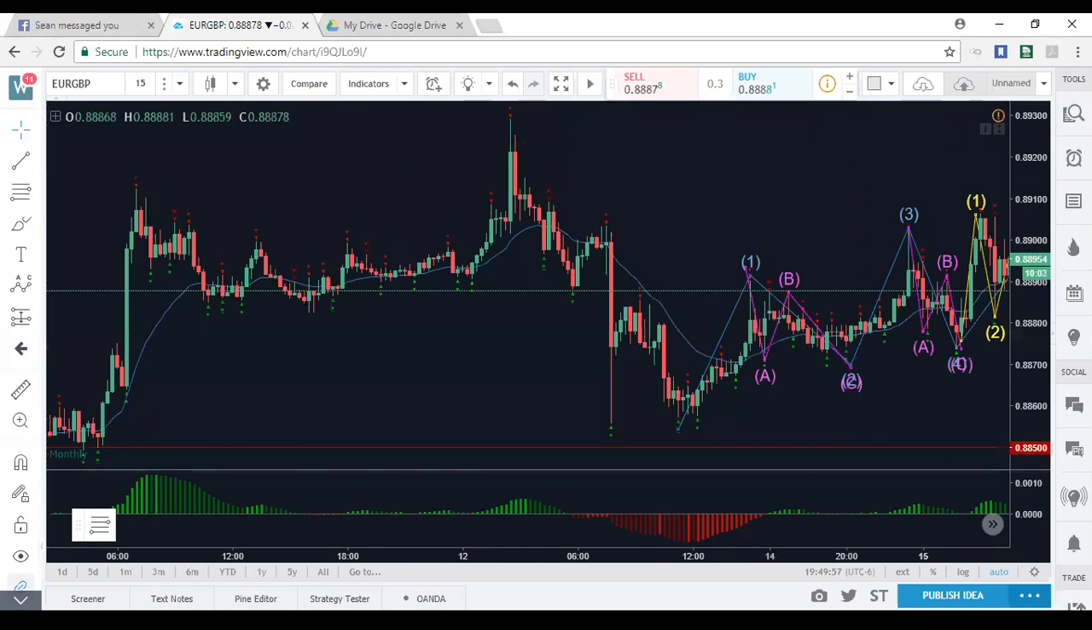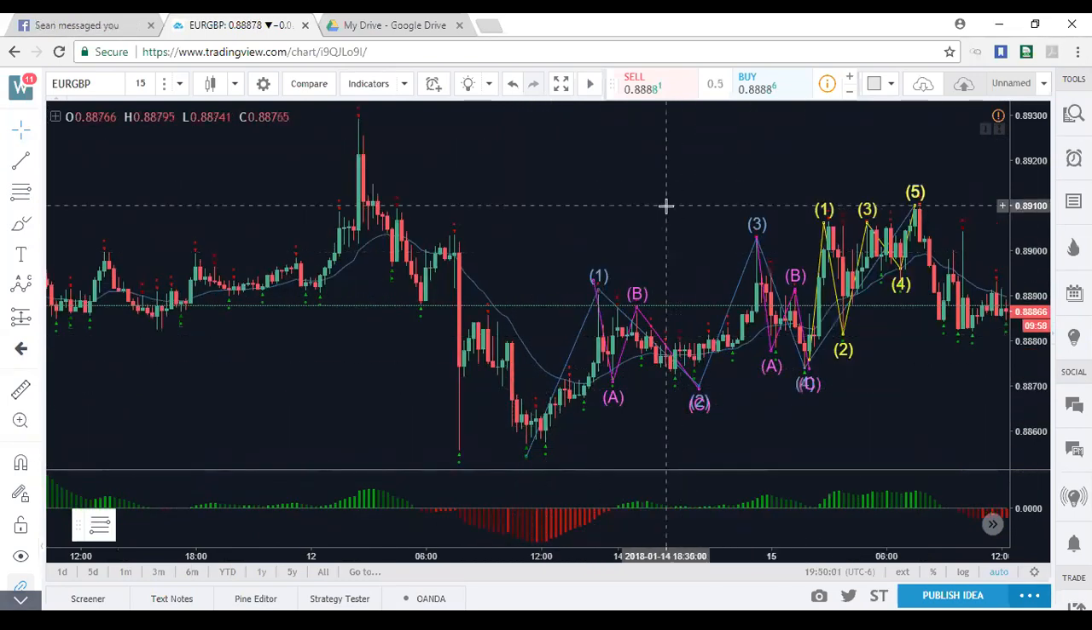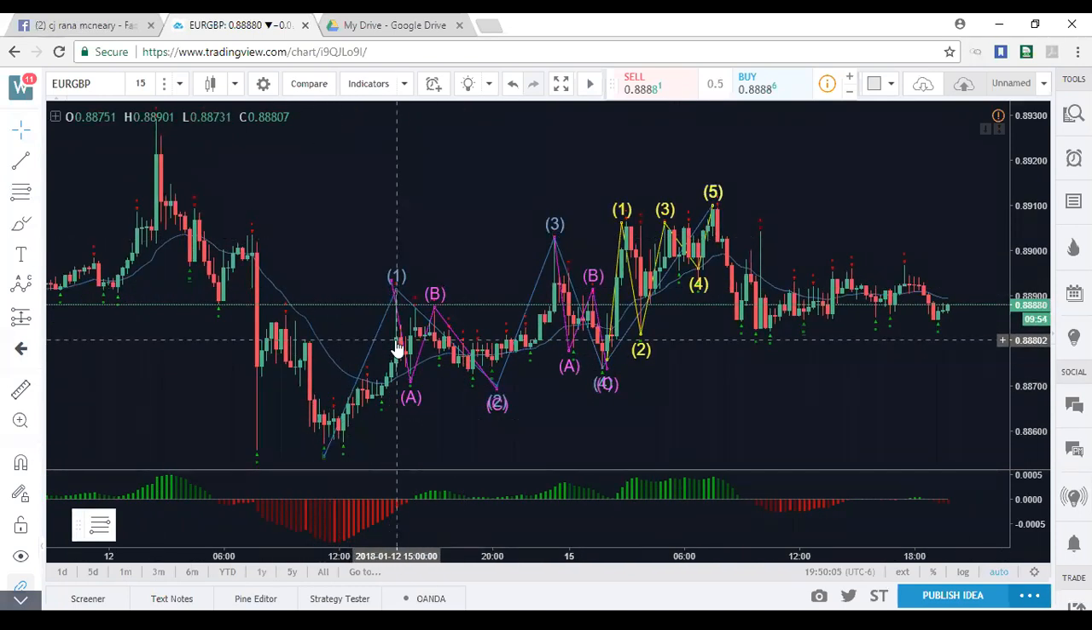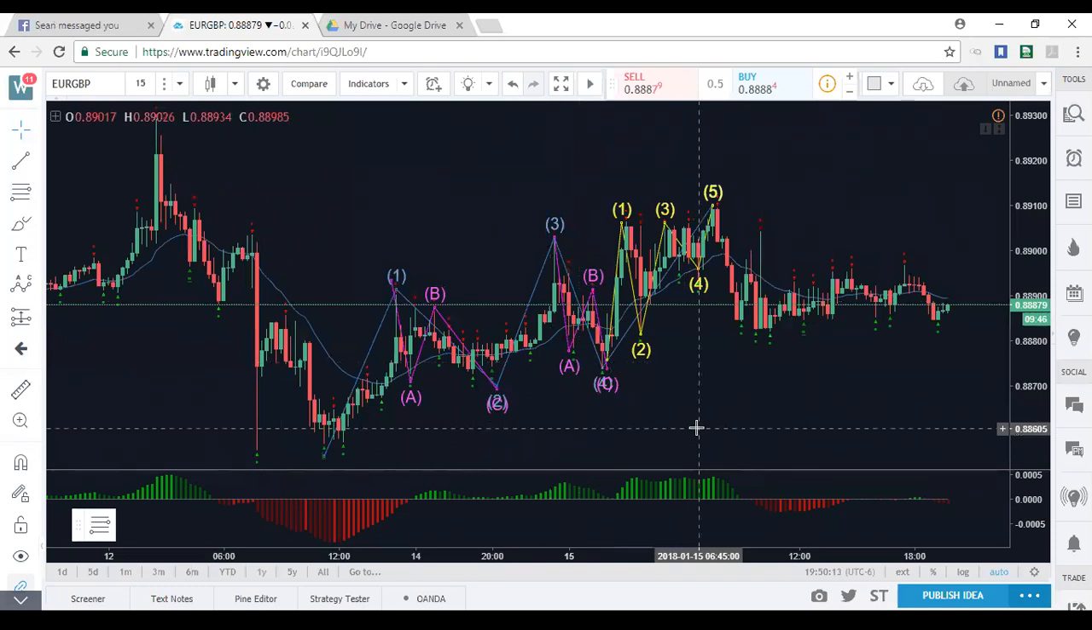Yeah, kind of. Okay, so wave one just depends on the trend. Wave one is always the beginning, though. Wave one is always the beginning of either an uptrend or a downtrend, depending on which way the market's going.